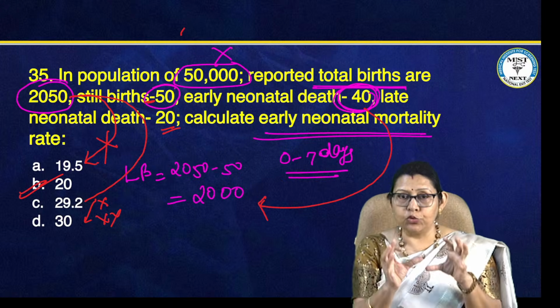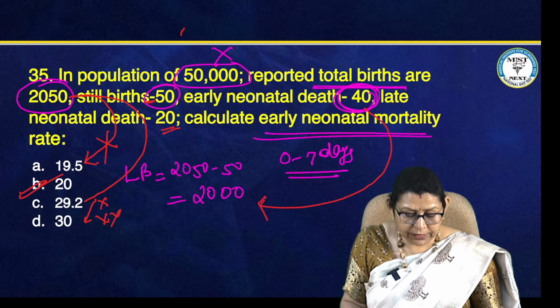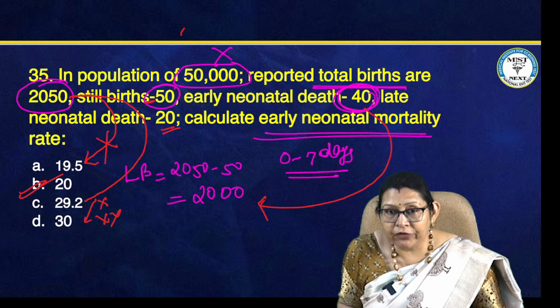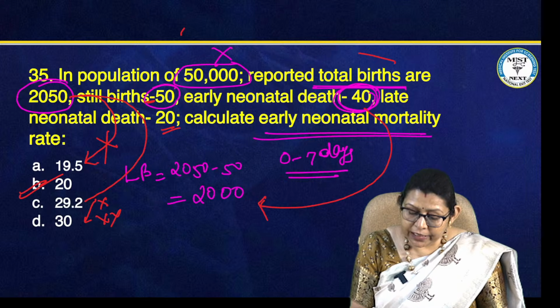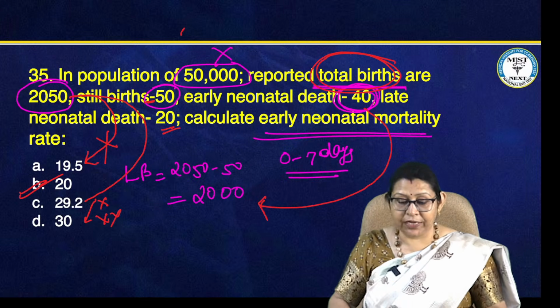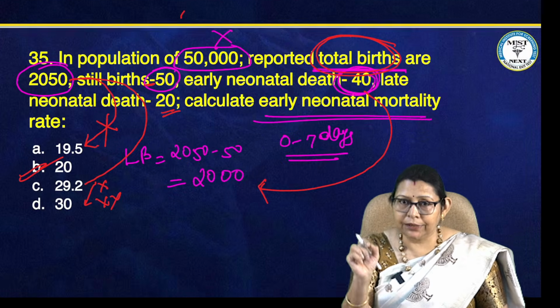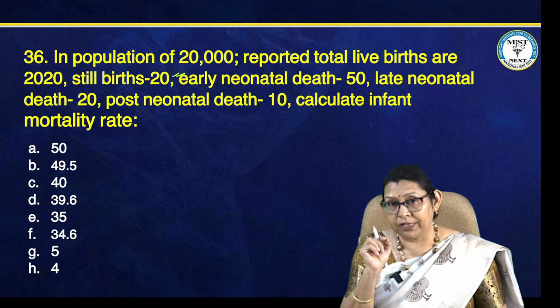ठीक है. तो जो पूछा है, you should be knowing the definition for that. So the correct answer is 20, but it is not 19.5. ठीक है. 19.5 नहीं है. Why? Because they had given me the total births. They had not given me the total live births. ठीक है. अगर total live births होता, then it would be 19.5. तो यहाँ पे words का definite importance है.